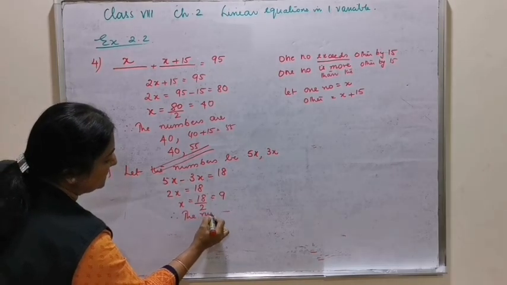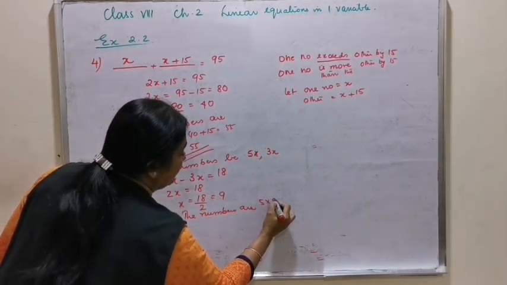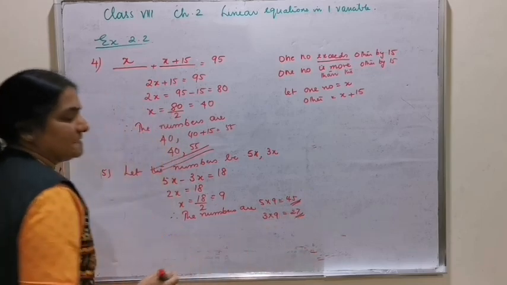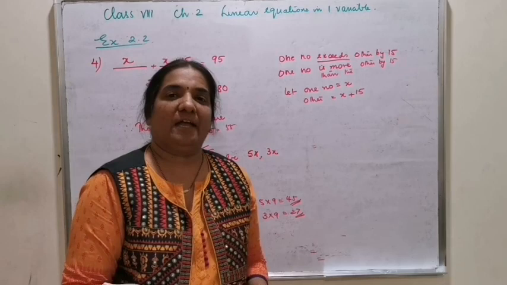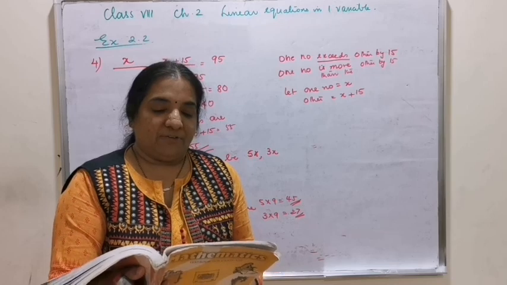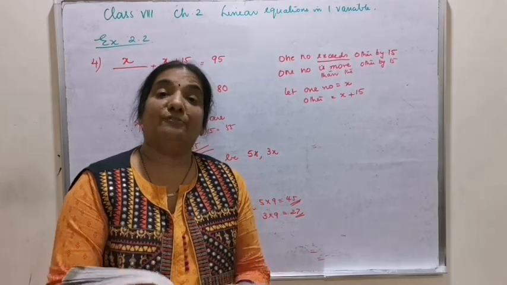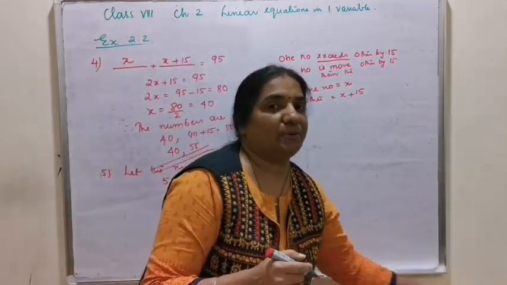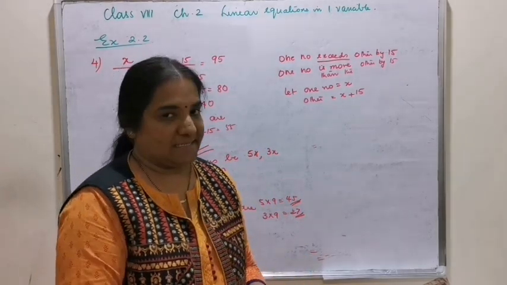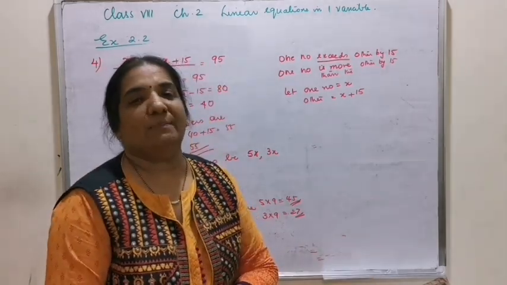Therefore, what are the numbers? The numbers are 5 into 9, 45, and 3 into 9, 27. The numbers are 45 and 27. Question number 6. 3 consecutive integers add up to 51. 3 consecutive integers. What is the meaning of consecutive integers? The numbers which come next. Let it be positive or negative, but here the sum is positive, so the integers also will be positive.